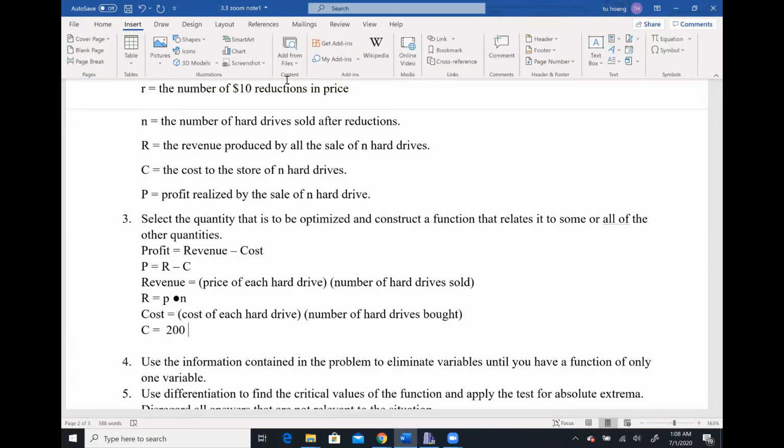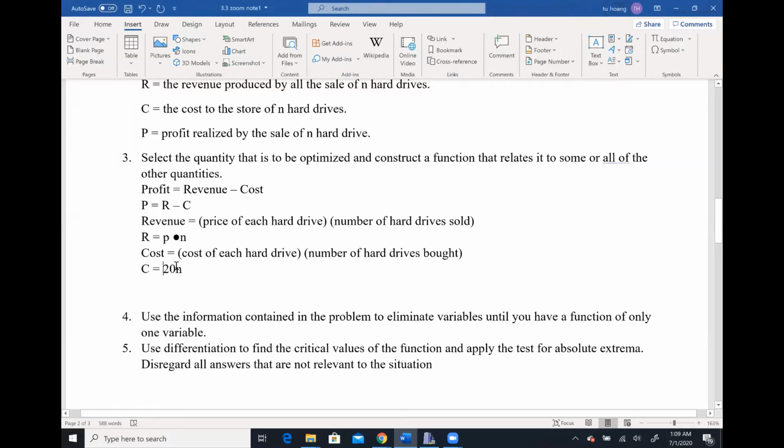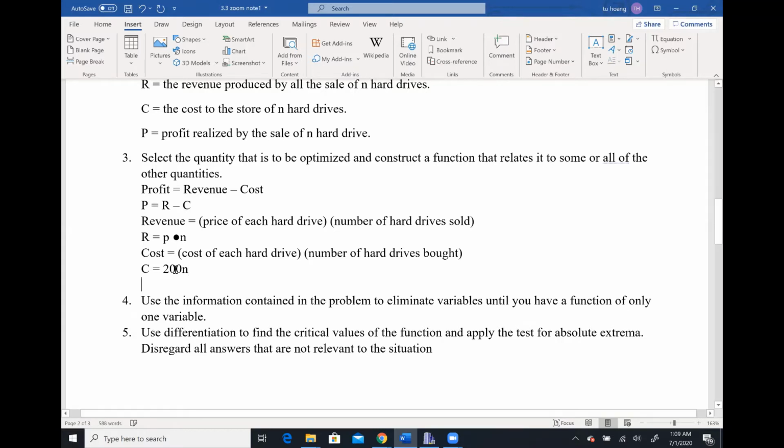So insert, or I'm going to copy this one. Oh, actually, why do I have to times? That's just change the N. Same thing. Oh, wait, it should be 200, sorry, 200 times N. Yeah, $200 for each. So N is the number of drives that we bought. Okay, now I have finished.